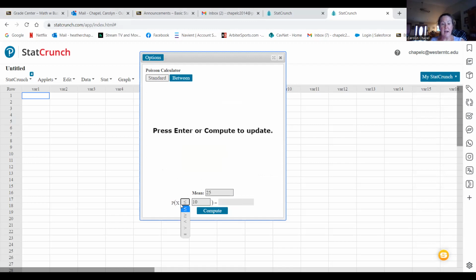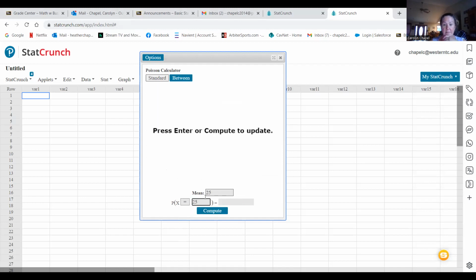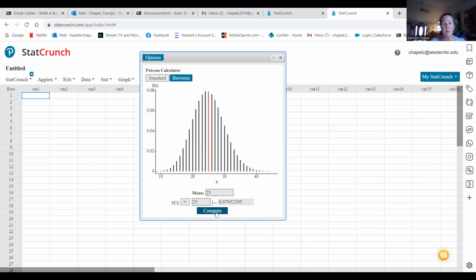And the question I'm looking for is, what is the probability that X is equal to? Okay, so now remember here, you could have any of the 4, 5 different inequalities. So you could have the 4 inequalities or the equal. You can change this number here too, because we're going to change this to a 25. These were the same number, which does not always happen that way. And we're going to compute.